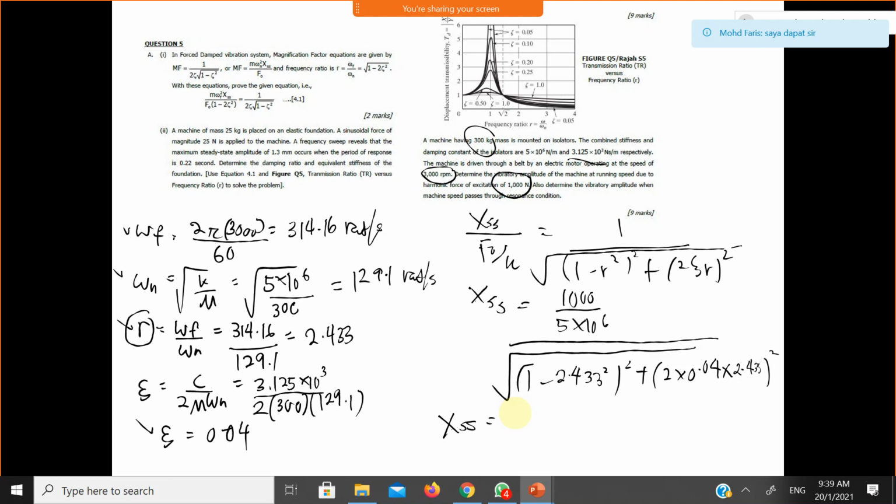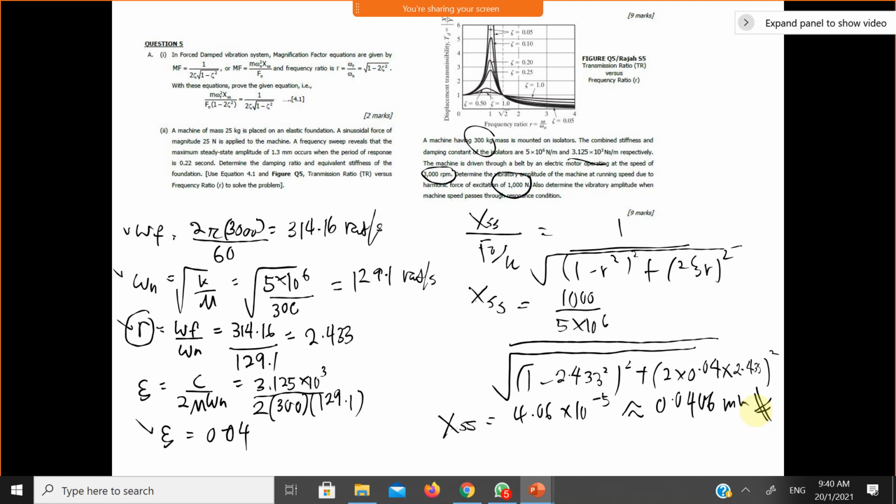4.06 times 10 to the power of negative 5. Correct, right? So convert to millimeter, it is around 0.0406 millimeter. So this is our answer. The vibration amplitude is very small, which is very good.